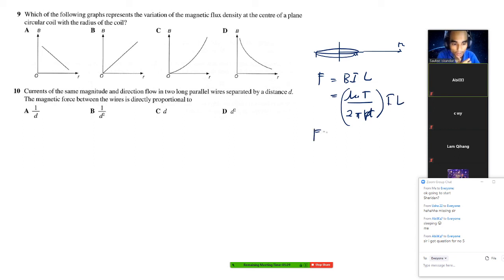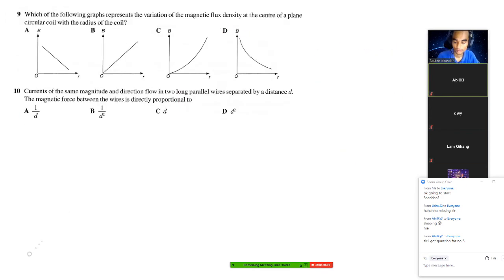So from the equation we know that it is directly proportional to 1 over R. So the answer is A. Sorry, B is 1 over R, so the answer is D. Oh no no no, this is B. So B is inversely proportional, 1 over R. B equals mu naught I over 2 pi R. So B is directly proportional to 1 over R. Then your answer will be D.